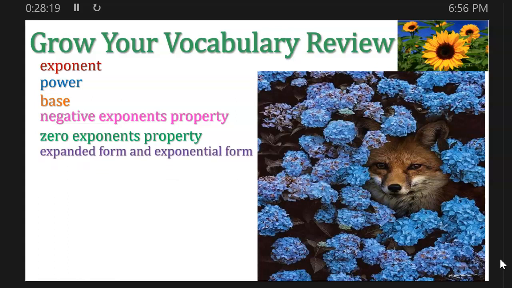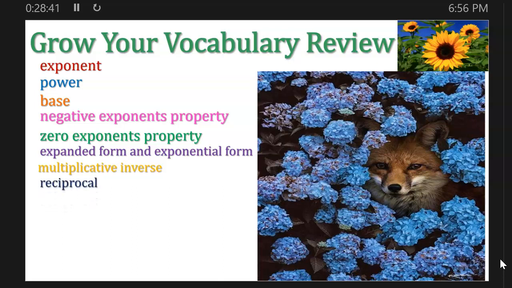Expanded form and exponential form. Expanded form is when we actually multiply the numbers out, and then exponential form is when we have the base written with the exponent only. Multiplicative inverse is when we take two reciprocals and multiply them together to create a 1.